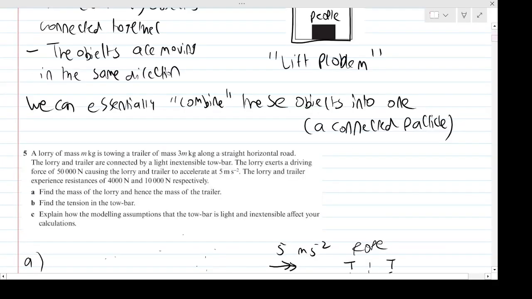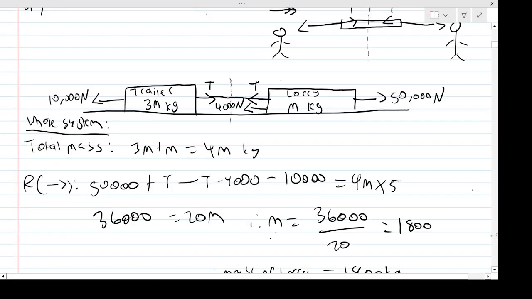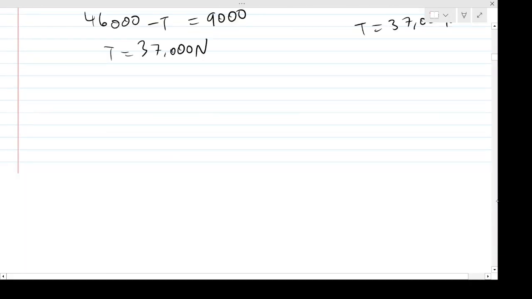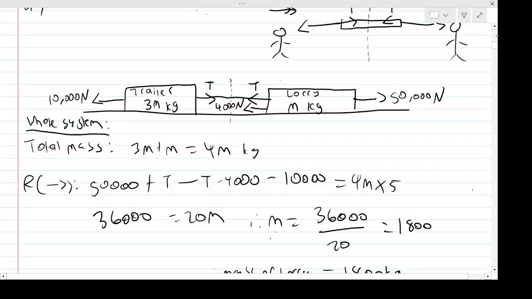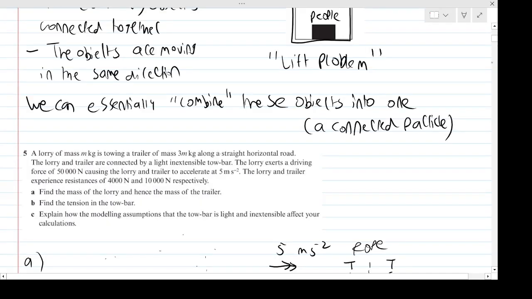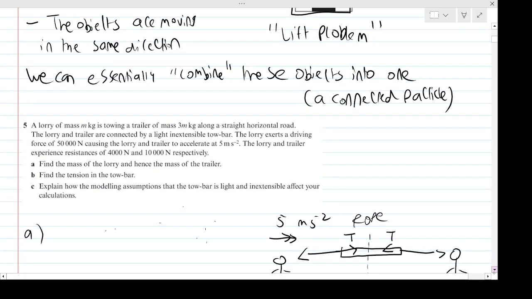That's the premise. Now in part C, it says explain how the modelling assumptions that the tow bar is light and inextensible affect your answer. So what does light and inextensible mean? Okay, so firstly, light. Now again, these two are modelling assumptions you need to know, that we looked at in the first chapter. But this is where it's applied, okay?